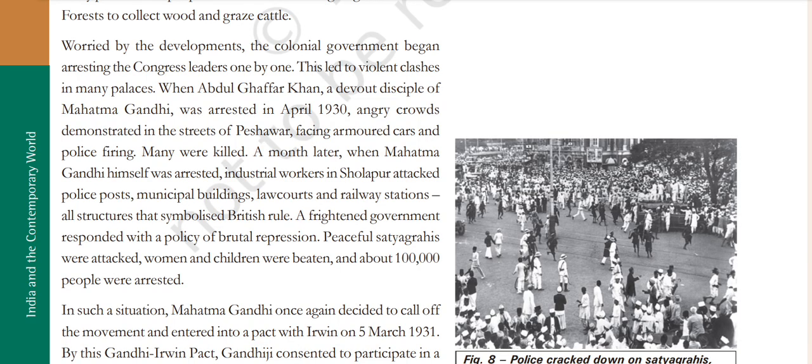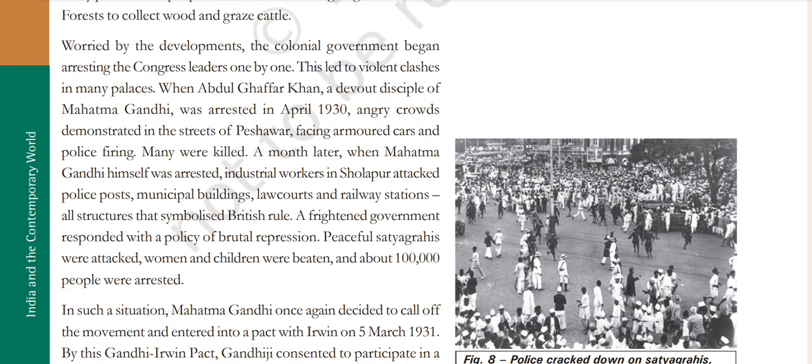Many were killed. A month later, when Mahatma Gandhi himself was arrested, industrial workers in Solapur attacked police posts, municipal buildings, law courts, and railway stations, all structures that symbolized British rule. A frightened government responded with a policy of brutal repression. Peaceful satyagrahis were attacked, women and children were beaten, and about 1 lakh people were arrested.